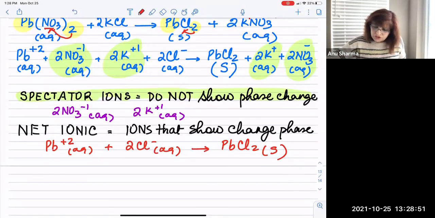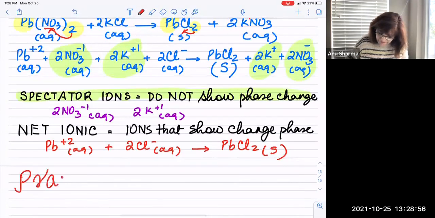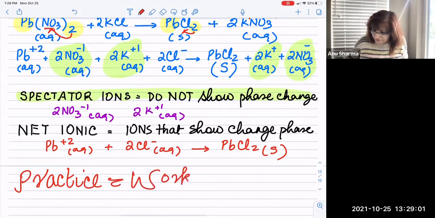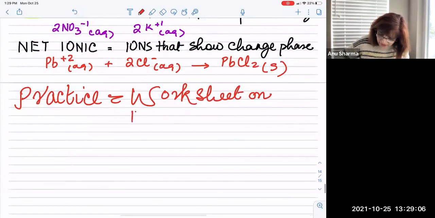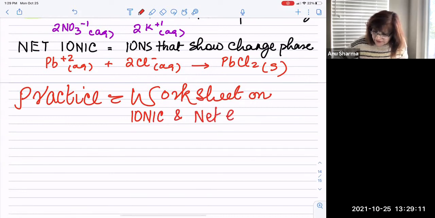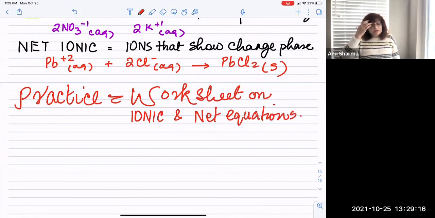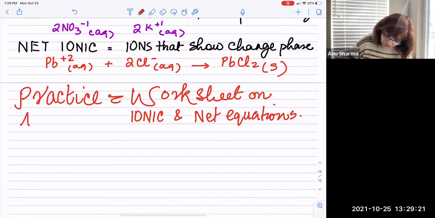All right, guys. So you will have practice. There is a worksheet on ionic and net ionic equations. Those you have to do and upload, so that's a worksheet assignment. It's a proper assignment, and it's graded.